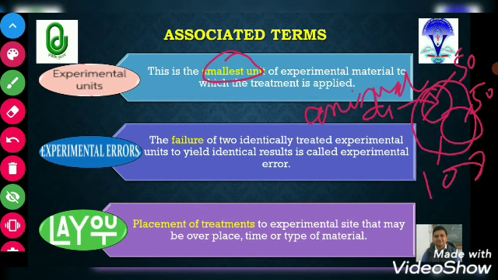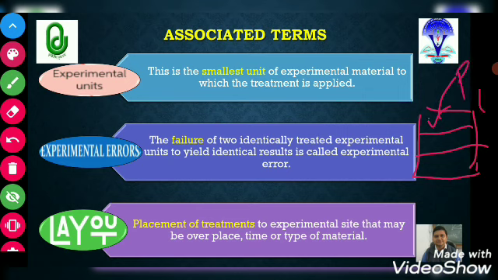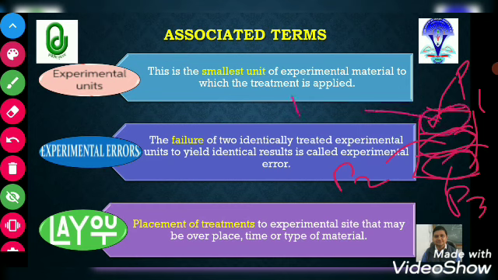So that animal is your experimental unit. Suppose in case of agriculture, this is a plot, or this is a field. So you divided this field into different groups. Here suppose you are applying one chemical, one pesticide P1, here P2, and here P3. So these smallest units on which you are applying a treatment are called experimental units.